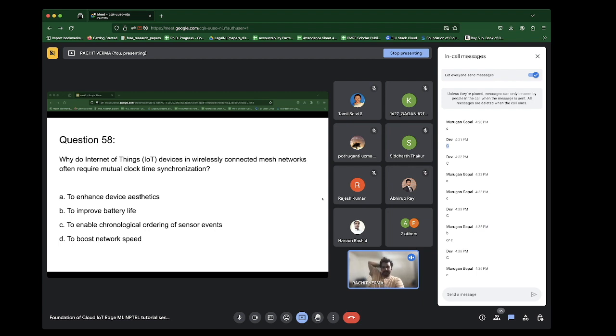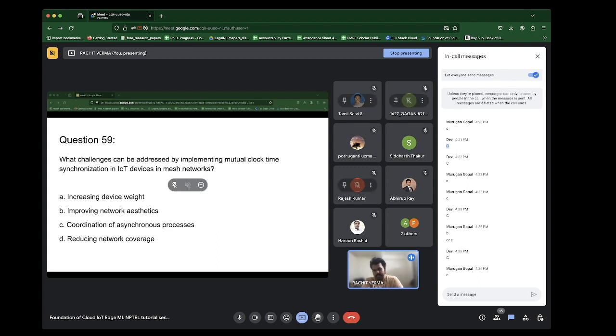So if the events in the IoT devices are not synchronized, the process clocks are not synchronized properly, then you will have the problem of correctness and fairness that we had discussed. And of course, network speed, battery life, these are very specific. We don't know how they are related to processes, and device aesthetics is definitely not the right answer, unless you consider correctness and fairness some sort of aesthetics thing, which is somewhat subjective. So it is not true.